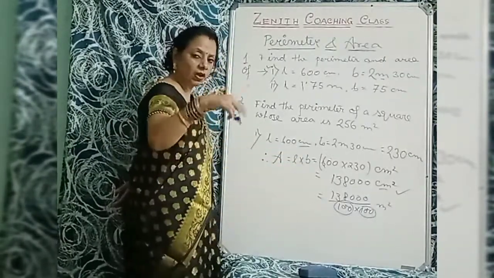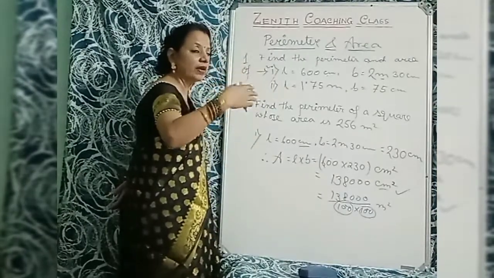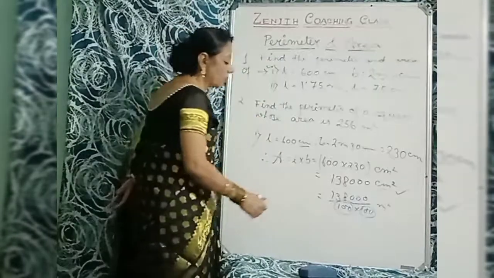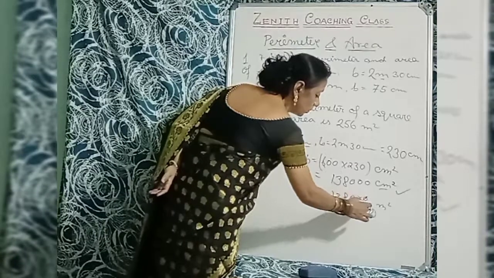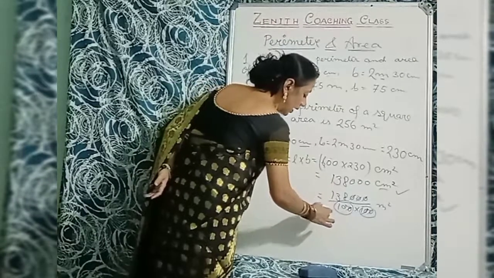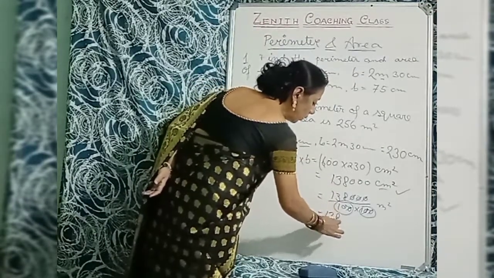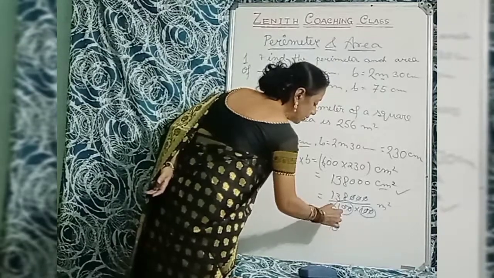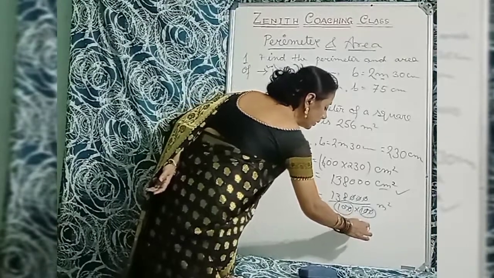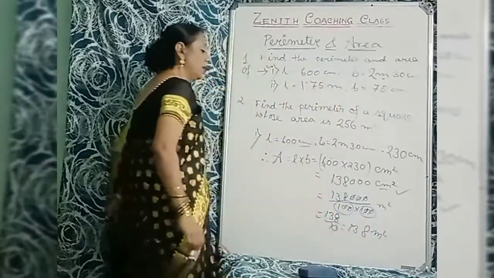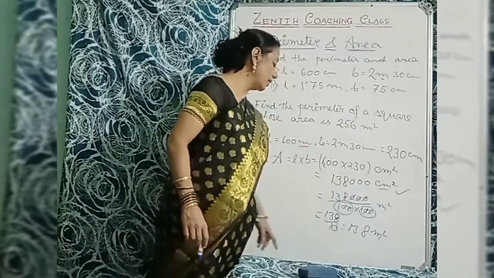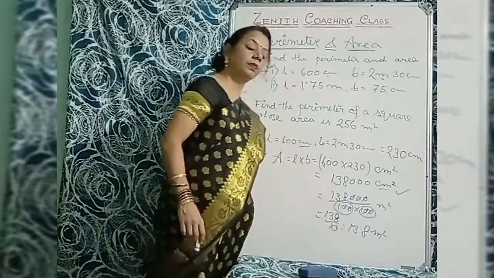Similarly in case of volume, that is centimeter cube, you divide the magnitude by 100 multiplied by 100 multiplied by 100. Okay. So now two zeros cancel with two zeros, leaving 138 by 10 meter square, which equals 13.8 meter square. So in centimeter square you write 138,000 centimeter square, and in meter square you write 13.8 meter square.